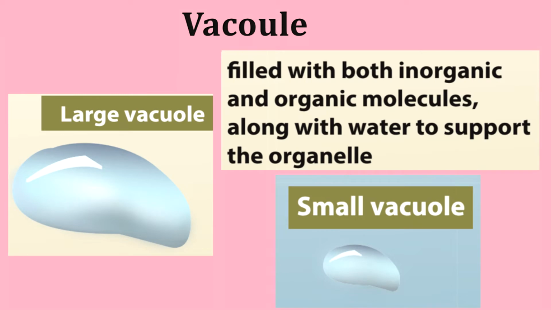Vacuoles are bag-like structures present in both plant cells and animal cells. Vacuoles are filled with cell sap. The cell sap contains both inorganic and organic molecules with water. These vacuoles support the cell organelles. But the difference is, in plant cells, the large central vacuole is present. Most of the cytoplasm is occupied by the vacuole in plant cells. But in animal cells, one or two small vacuoles are present.